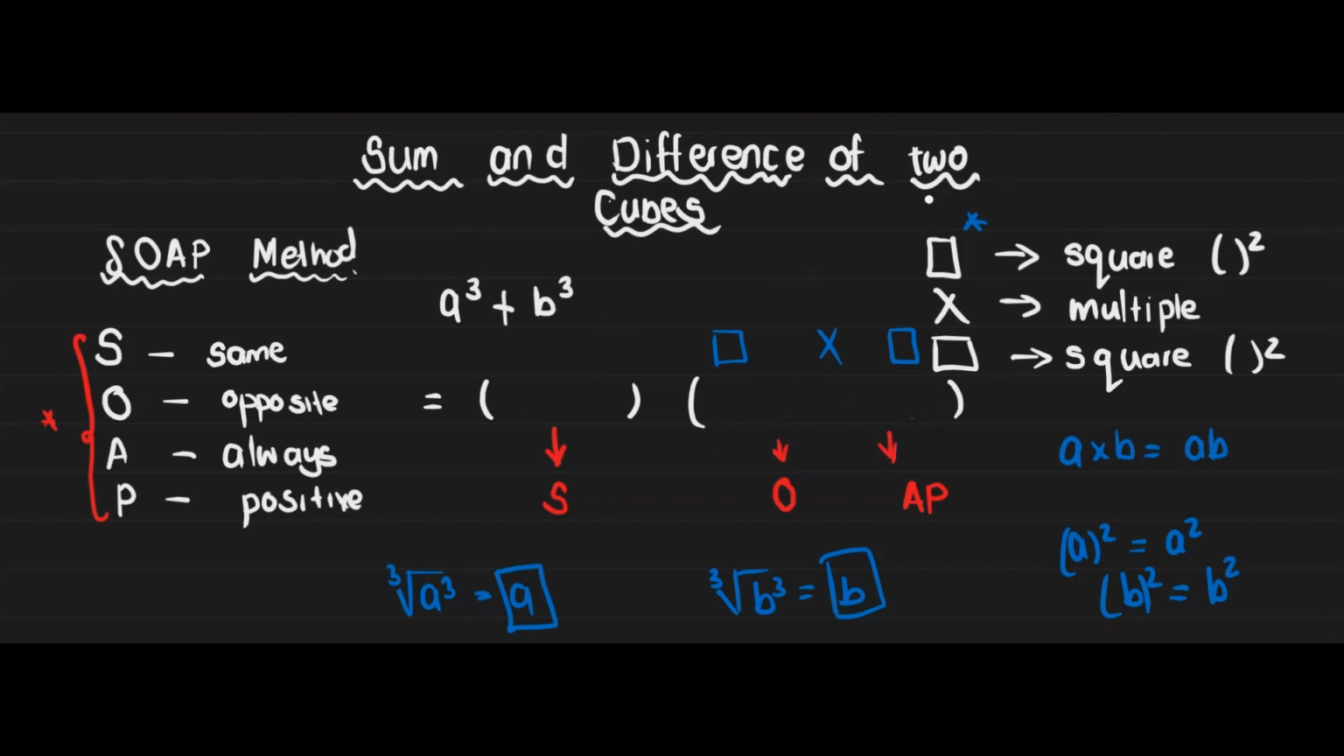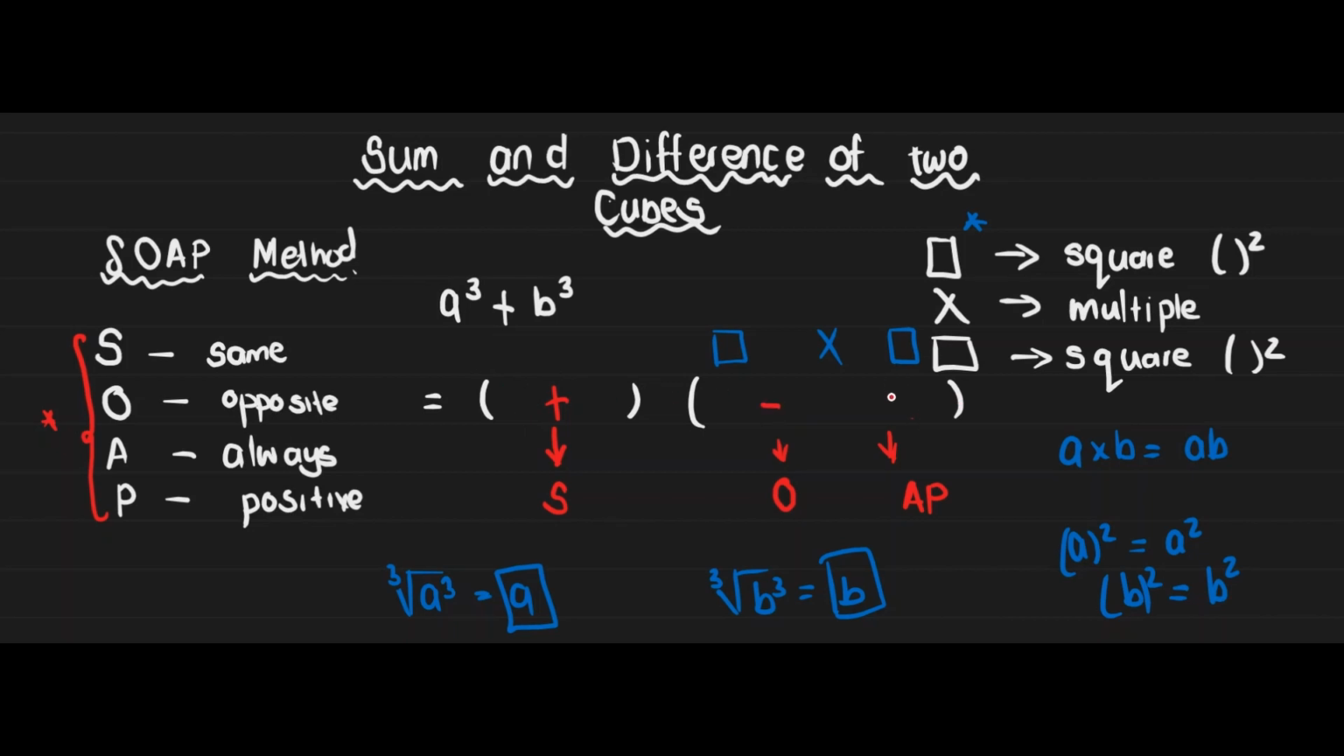Now let's take the same question, but now we're going to add. So now it's going to be the sum of two cubes, right? As I said, before we do anything, let's put in the signs. The first one says same, meaning we take the one that we have on top and just drop it here. So it's going to be positive. And the second sign says it's the opposite of positive, so it's going to be negative.